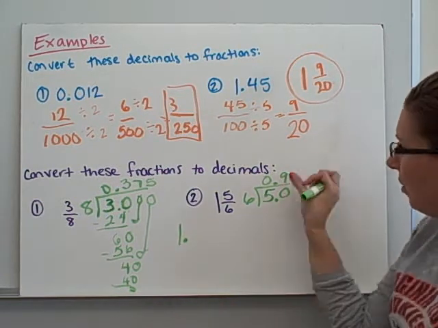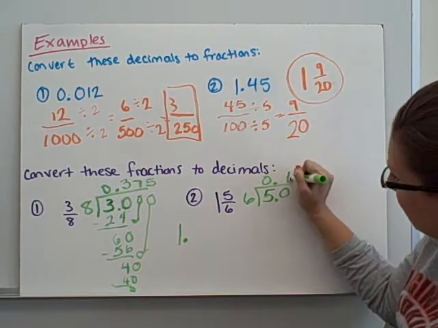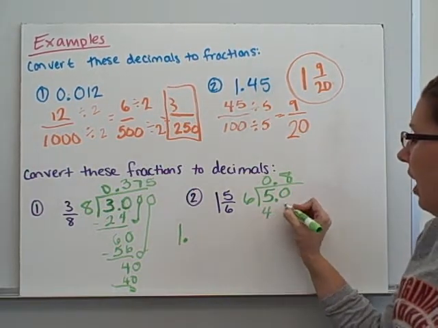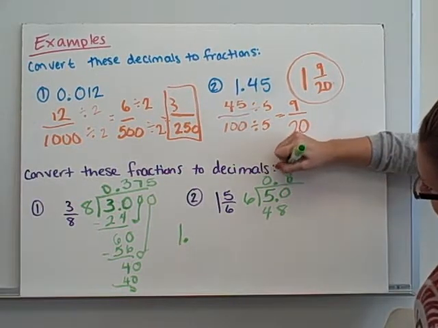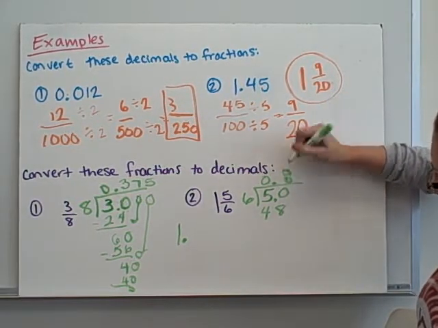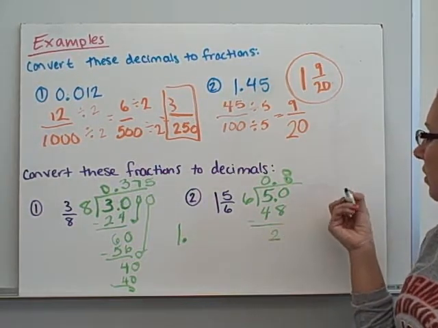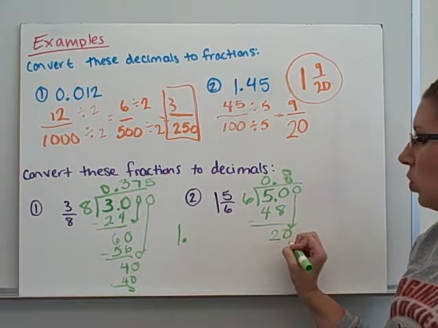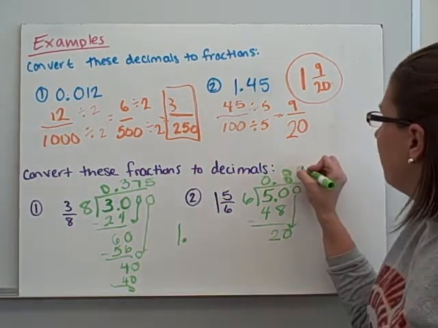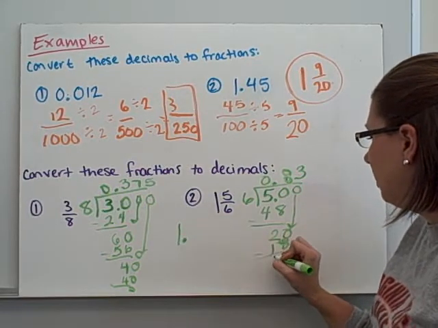No, it won't. It'll go in 8 times only. Getting ahead of myself. 8 times only. 8 times 6 is 48. Subtract. I'm left with 2. Bring down a 0. 6 goes into 20 3 times. 3 times 6 is 18. When I subtract, I get 2.